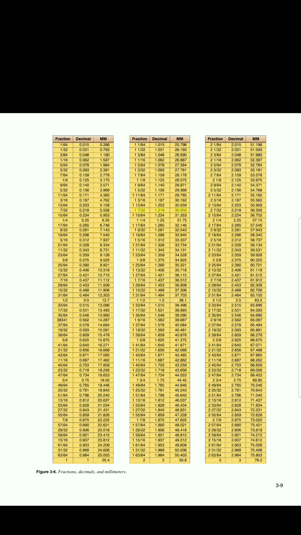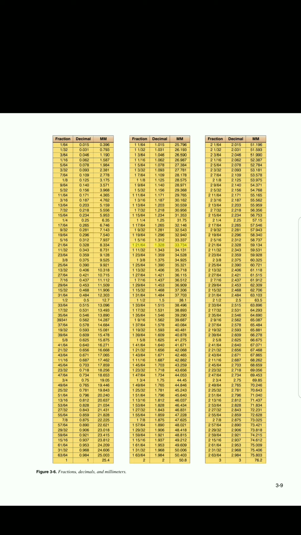1 and 7/32, 1.218, 30.956. 1 and 15/64ths, 1.234, 31.353. 1 and 1/4, 1.25, 31.75. 1 and 17/64ths, 1.265, 32.146. 1 and 9/32, 1.281, 32.543. 1 and 19/64ths, 1.296, 32.940. 1 and 5/16ths, 1.312, 33.337.